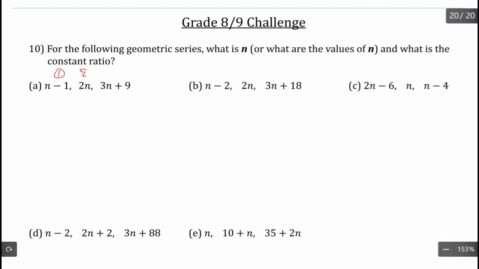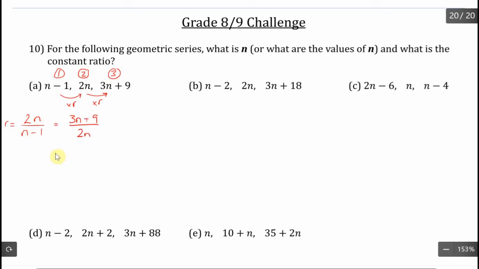Alright, so if I divide the second term by the first term, that will give me this constant ratio r. So 2n divided by n minus 1 will give me r. But also, I can get r by dividing the third term by the second term. So 3n plus 9 divided by 2n will also be equal to r. So therefore, these two things are equal. And if these two things are equal, we've got an equation set up now that we can solve to find out what n is. So I want to get rid of this denominator.